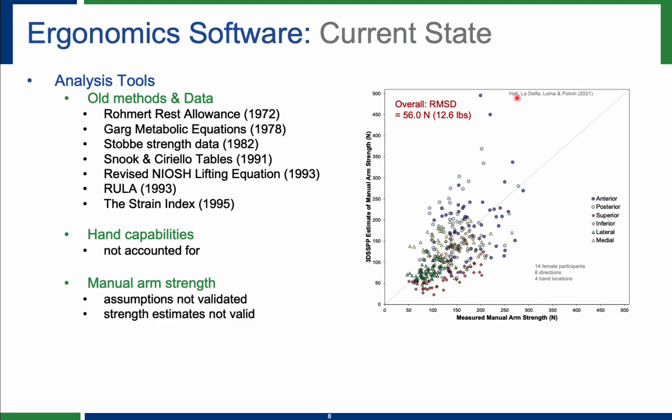I published a paper with Hall et al. in 2021, and I won't get into the details here, but basically these are strengths that we measured, and these are the strengths that were predicted by the 3DSSPP software, and that's the same algorithms that get used in Siemens Jack and Process Simulate software. And there's almost no relationship between the measured strength and that estimated. And the software was tailored to the individual's strength to try to give it the best chance to predict strength as possible. So there needs to be other methods that get used.